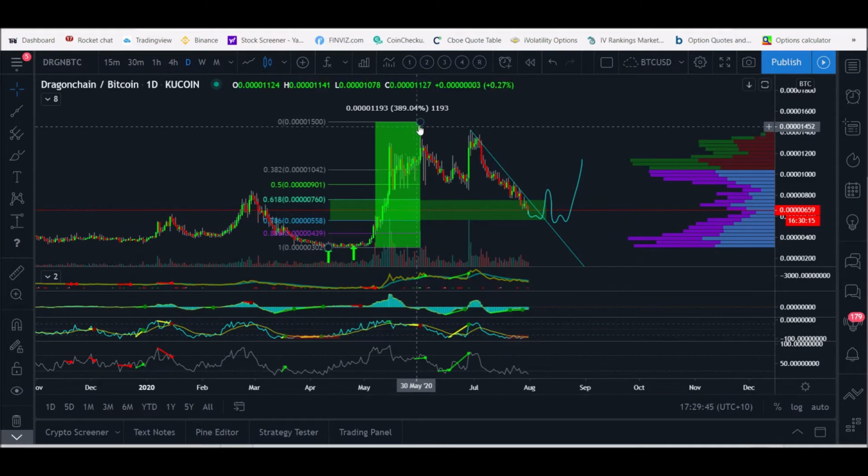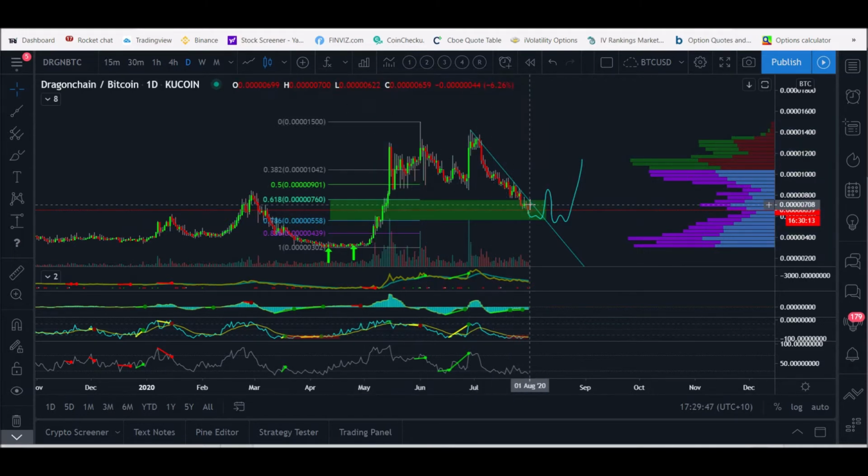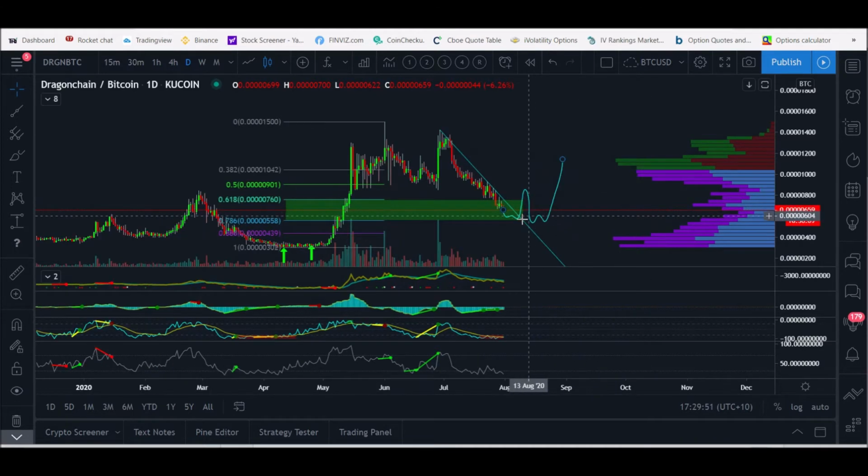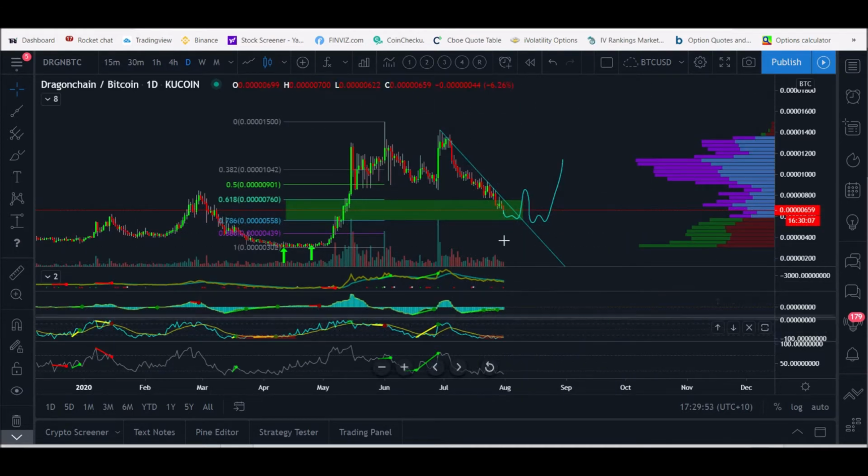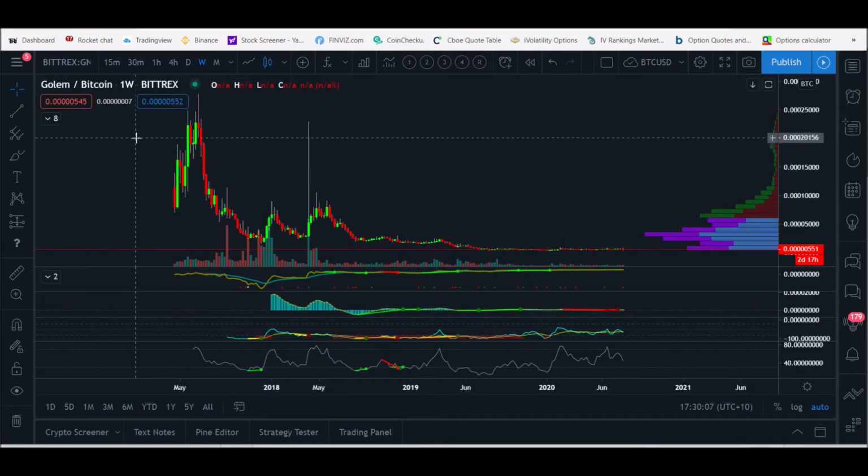But wouldn't mind grabbing a bit more of this on the way down, as long as we can break this. It does look bullish internally, but again, it all depends what Bitcoin wants to do. If Bitcoin rallies, we'll probably see price drop a little bit further. Yeah, so that's Drgn. Moving on to Golem, or GNT.